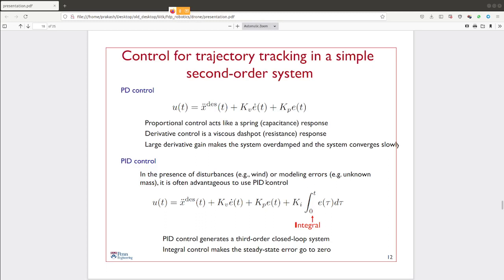So for that reason, in addition to these terms, I will also add one more term, which is an integral term. With this integral term, I'll be able to take care of these disturbances, and with this we call this a PID controller.